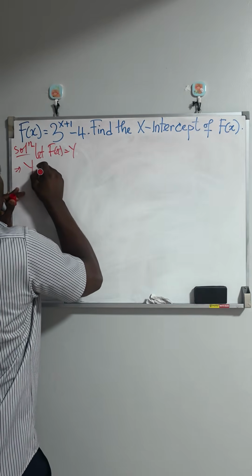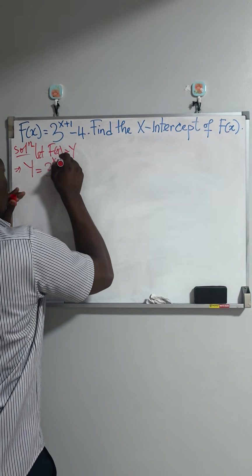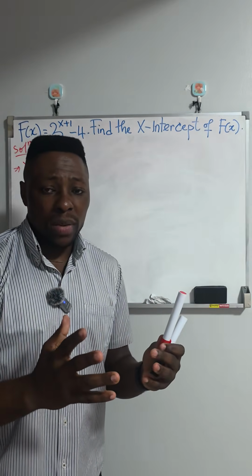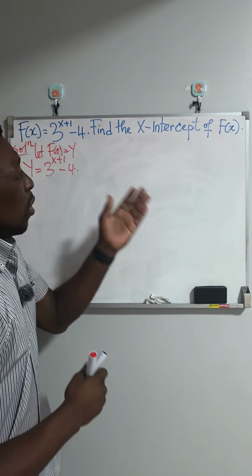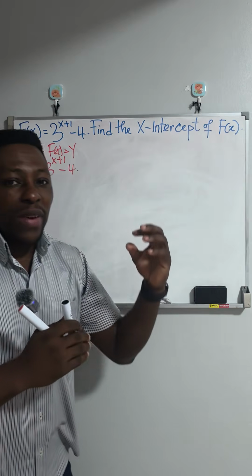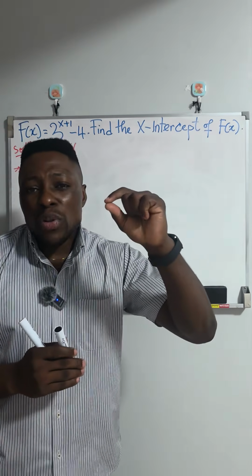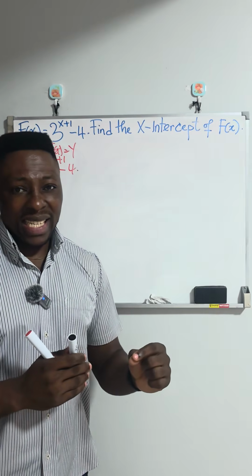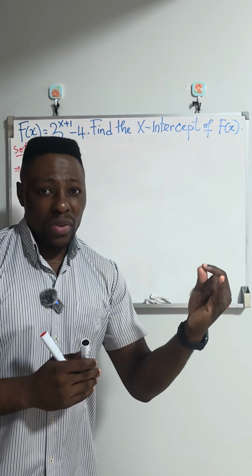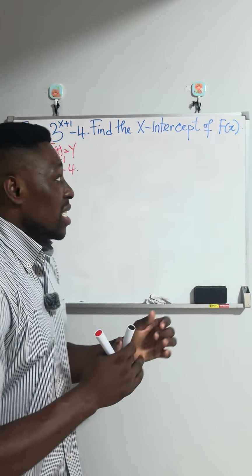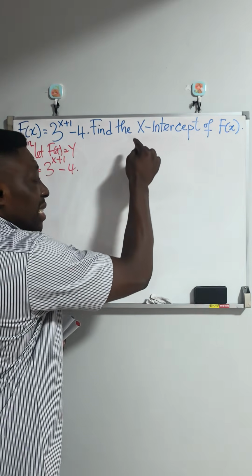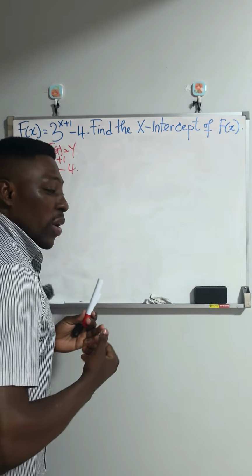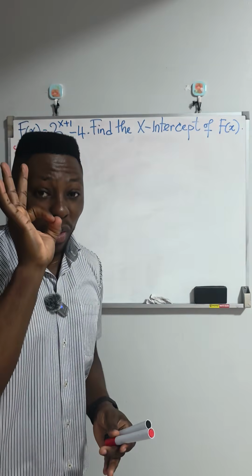So I'll have that y will be equal to 3^(x+1) minus 4. At this point, let me stop and remind us about something very important. The x-intercept of any function is a portion of that function which touches the x-axis. This is one thing to know. Another thing to know here is, at this very point where that graph or that function touches the x-axis, the corresponding y-coordinate should be equal to 0.